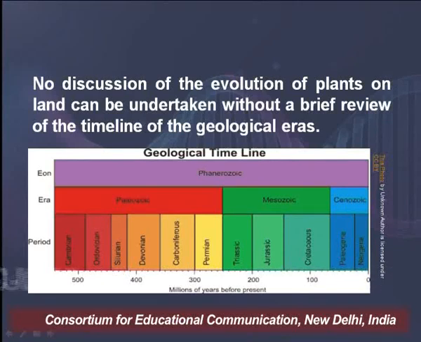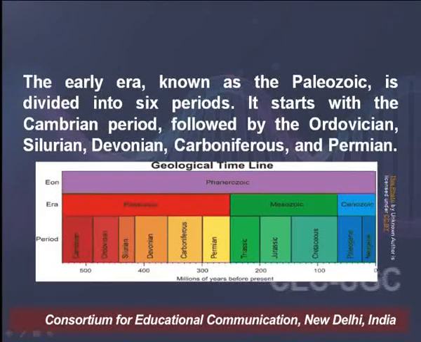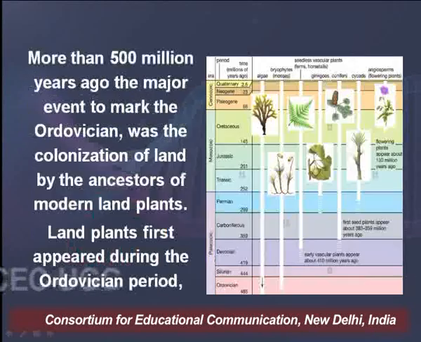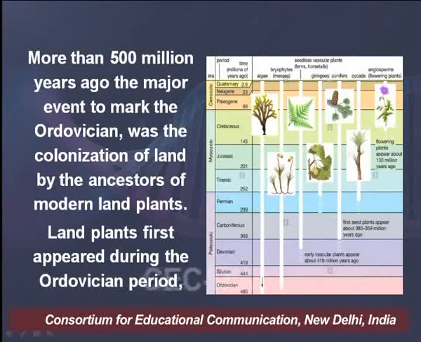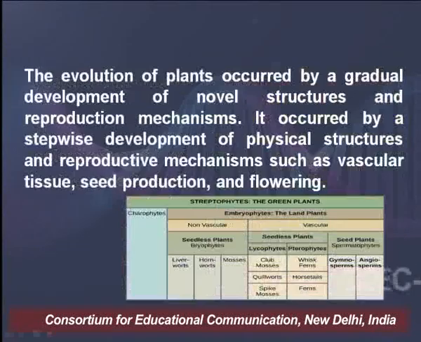the geological eras. So, in the geological timeline, an early era known as Paleozoic is divided into 6 periods. It starts with the Cambrian period, followed by Ordovician, Silurian, Devonian, Carboniferous and Permian periods. More than 500 million years ago, the major event to mark the Ordovician was the colonization of land by the ancestors of modern land plants. Land plants first appeared during the Ordovician period.